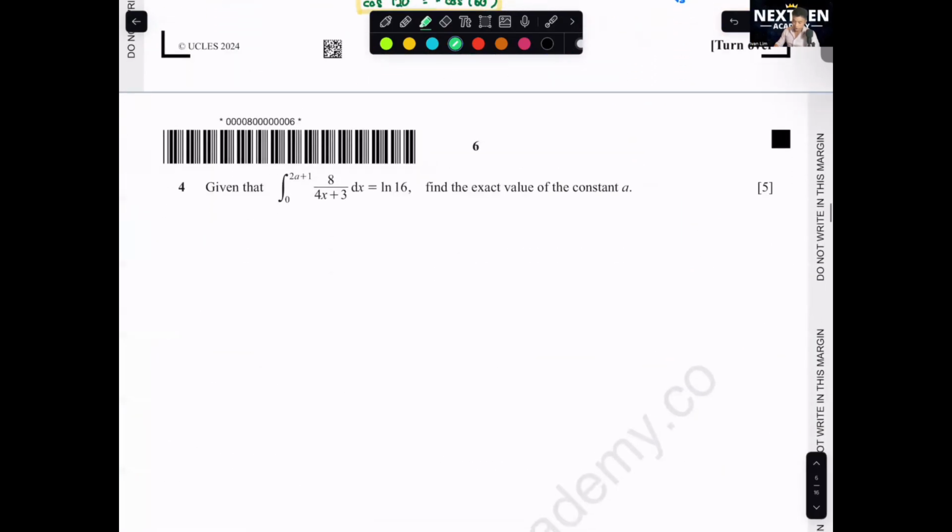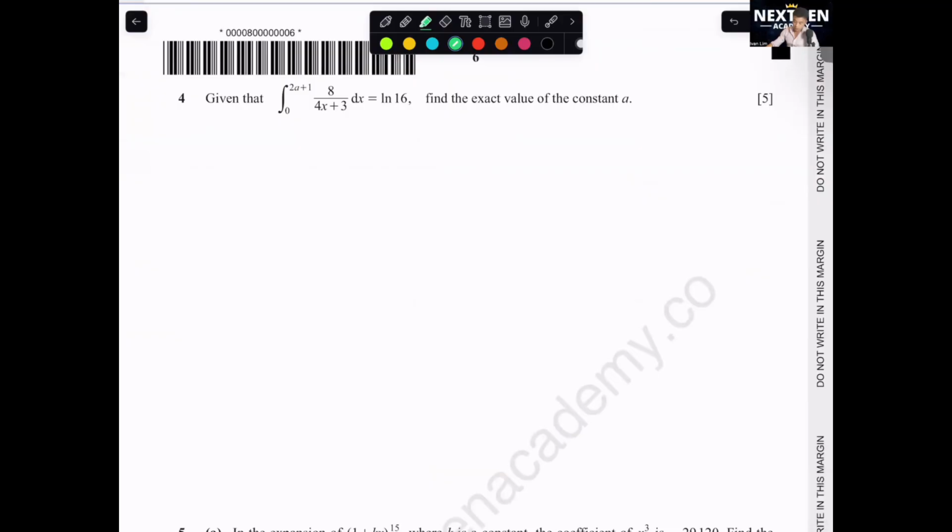Question 4 is on integration. Given that the integral from 0 to 2a plus 1 of 8 over 4x plus 3 dx equals ln 16, find the exact value of the constant a. This one is also another paper 1 question. You can do this without a calculator.